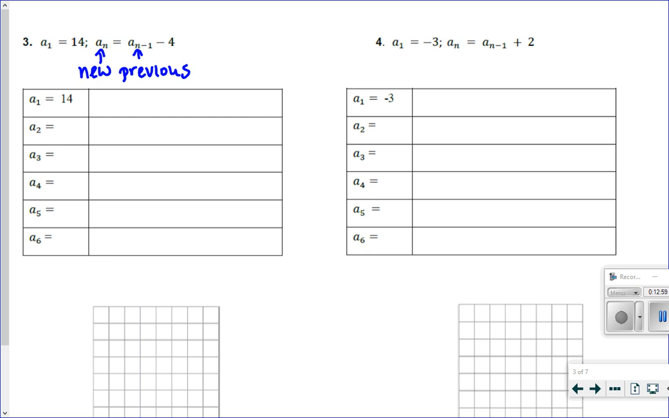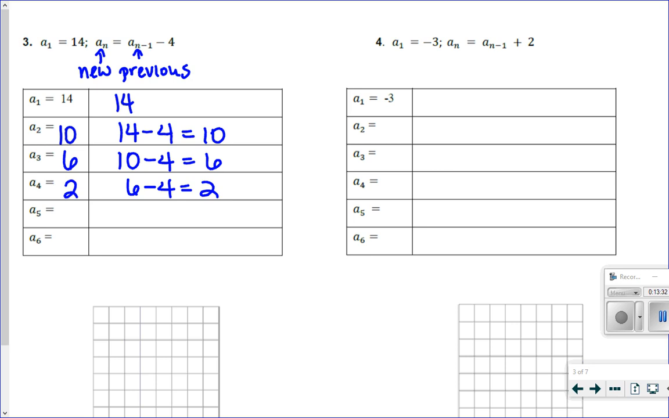I'm ready to go. So the first term is a 14, so we're okay there. For the second term, I would take that previous term and do minus 4. And that would give us 10. So the second term in this sequence would be a 10. And then to find the next term, it would be the previous term minus 4. That would land us at a 6. And then to find the next term in the sequence, I would take 6, subtract 4 again. We'd get a 2, and you get the idea here.